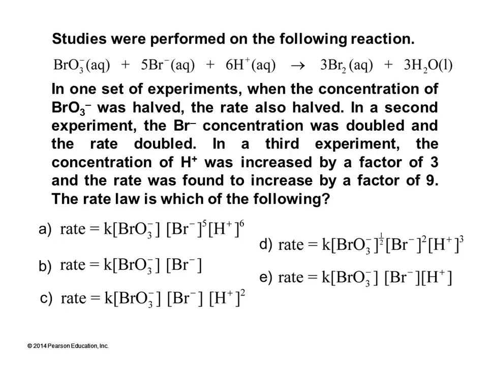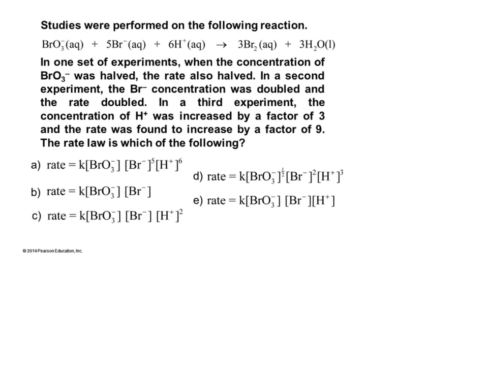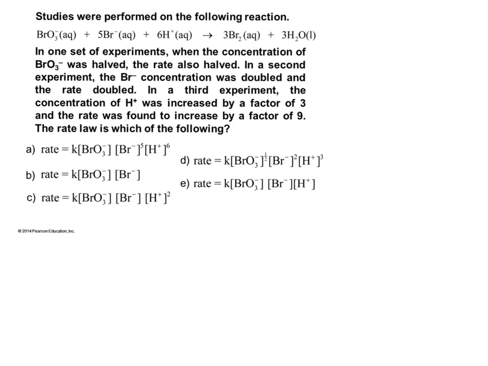In the third experiment, the concentration of the hydrogen ion was increased by a factor of 3, and the rate law was found to increase by a factor of 9. What is the rate law? We got a lot of information. What we're going to want to do is break it down to one set at a time. So let's deal, first of all, with just the bromate.